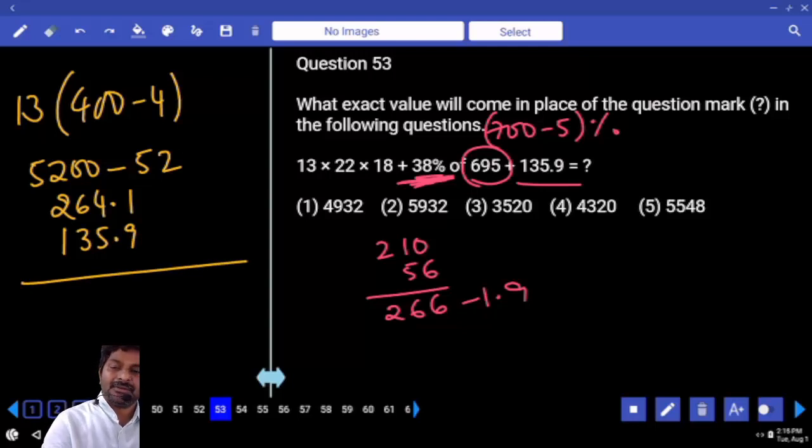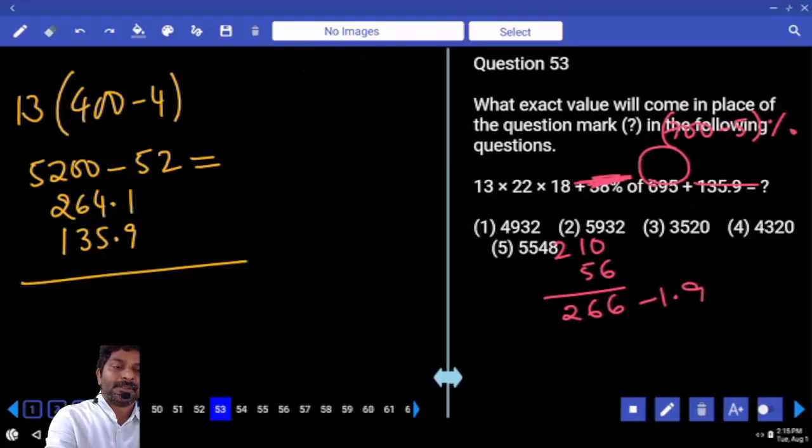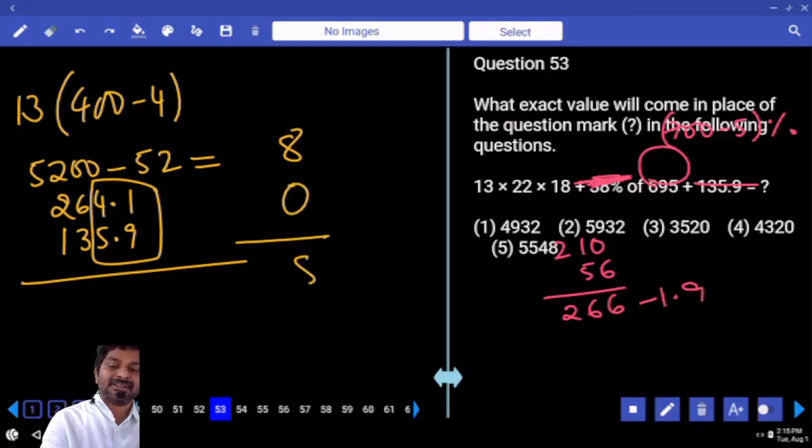So now the last 2 digits are also risky. Let's see. This number ends with 0 minus 2. The sum of these two numbers, 4.1 plus 5.9, ends with, the sum ends with how many? Only 1. Followed? Done?